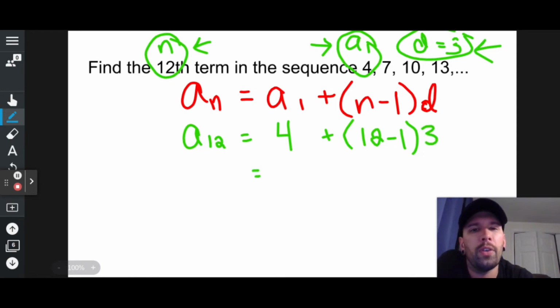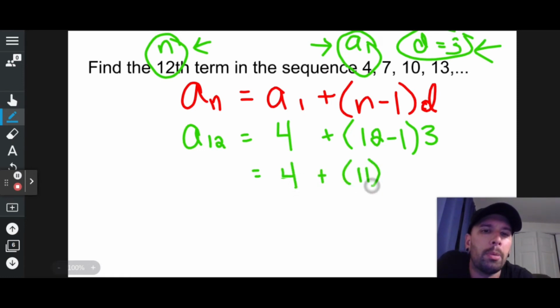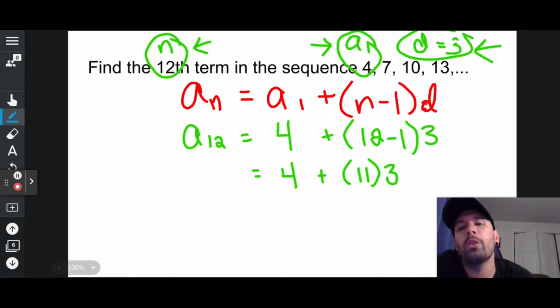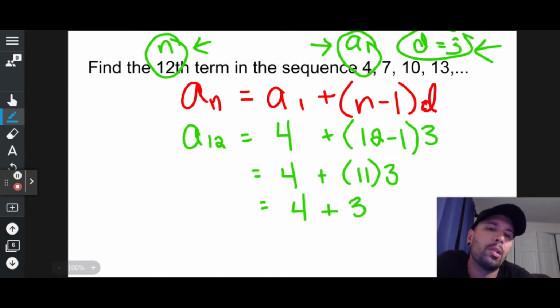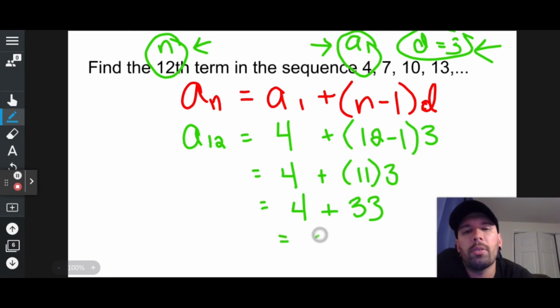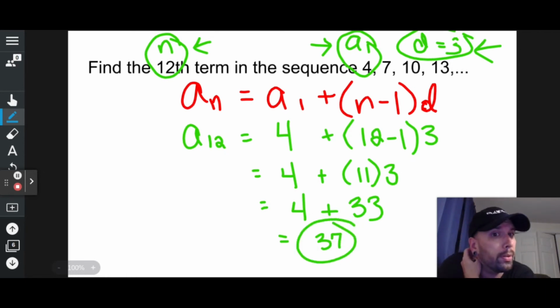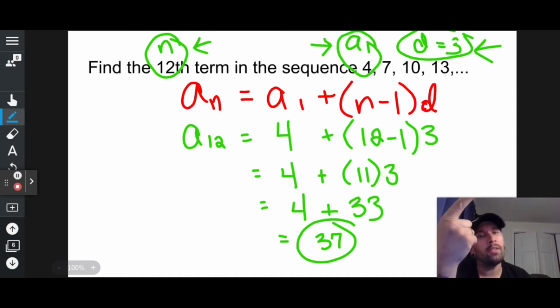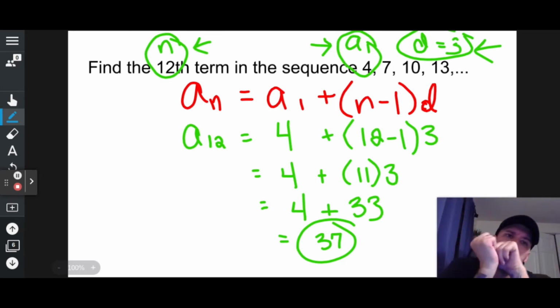And now it's just good old-fashioned PEMDAS. 4 plus 11 times 3. PEMDAS says you always do stuff inside the parentheses first. PEMDAS says you always do multiplication, division before you add, subtract. And then you just add the numbers. And there you go. So would it have been the end of the world to go 4, 7, 10, 13, 16, all the way up to 12? Nah. No, not really.